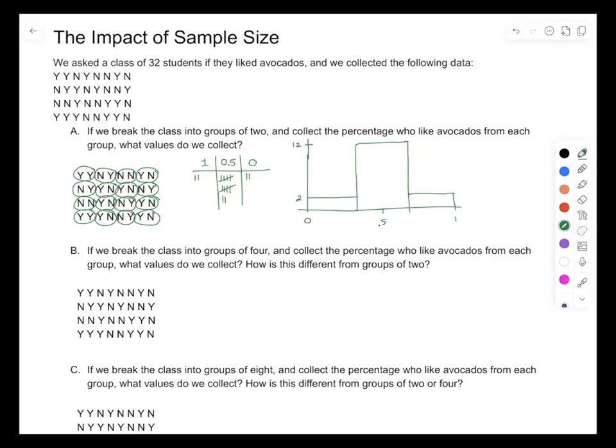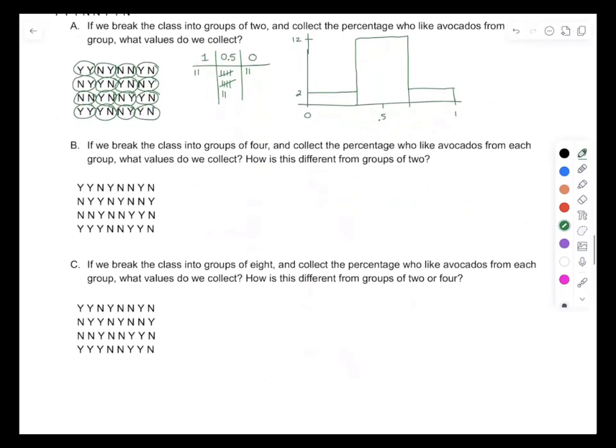Now let's look at groups of 4. We're going to do the exact same thing, except now instead of breaking them into groups of 2, I'm going to break them into groups of 4. So I'm going to use red for this one. I've got a group right here. And I can see, okay, I've got 4 options. They can either answer yes or no. And this group, 75% yes.